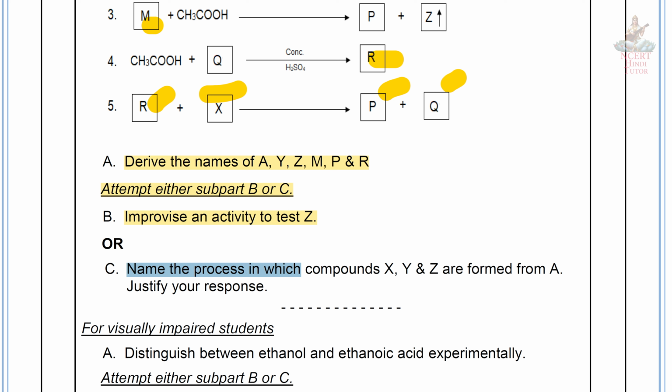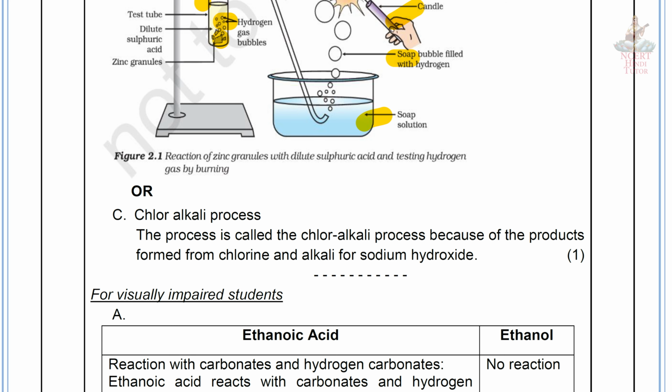C. Name the process in which compounds X, Y and Z are formed from A. Justify your response. Answer. Chlor-alkali process. The process is called the chlor-alkali process because of the products formed from chlorine and alkali, sodium hydroxide.